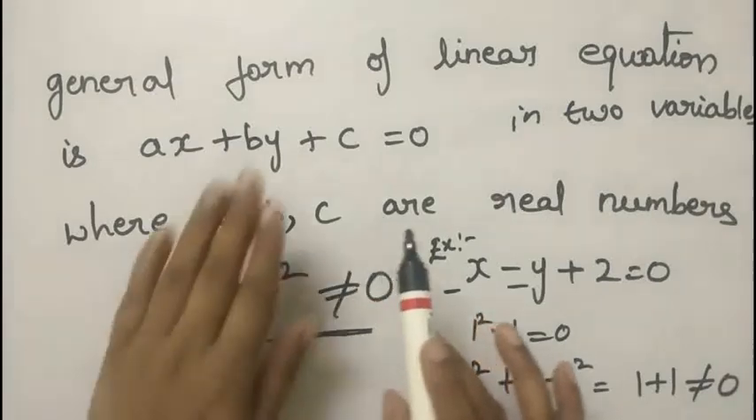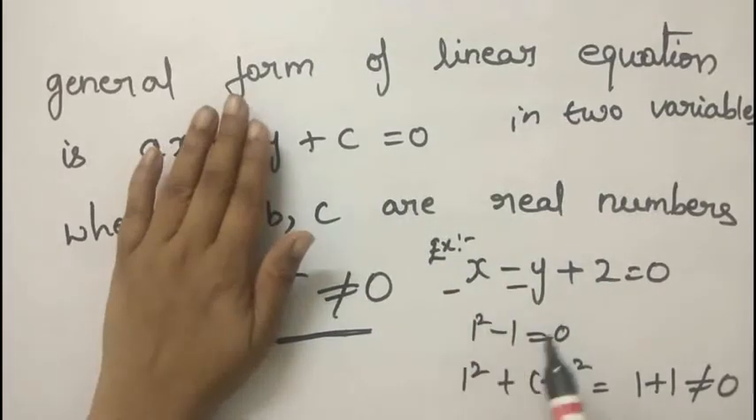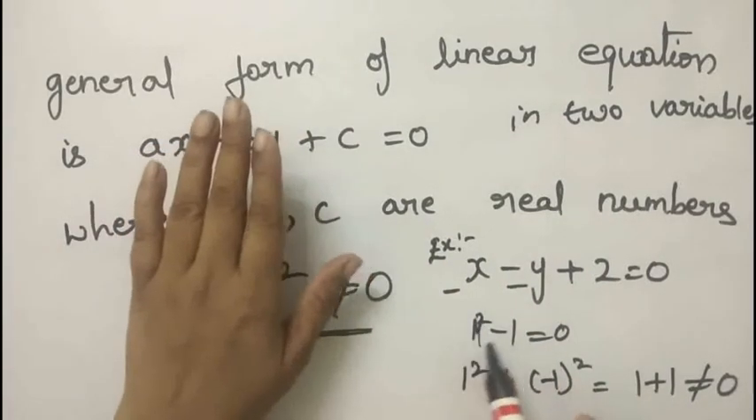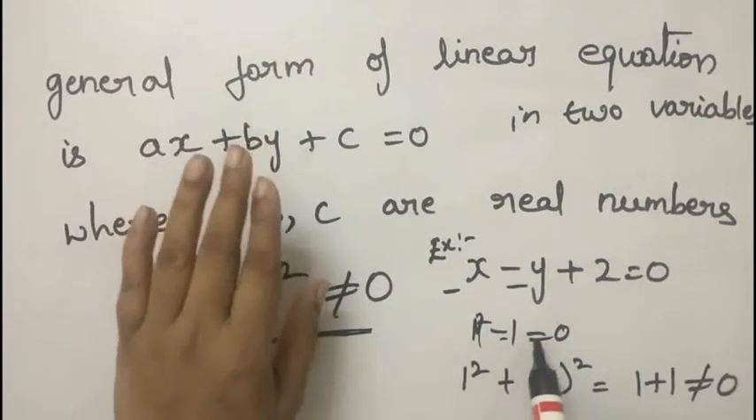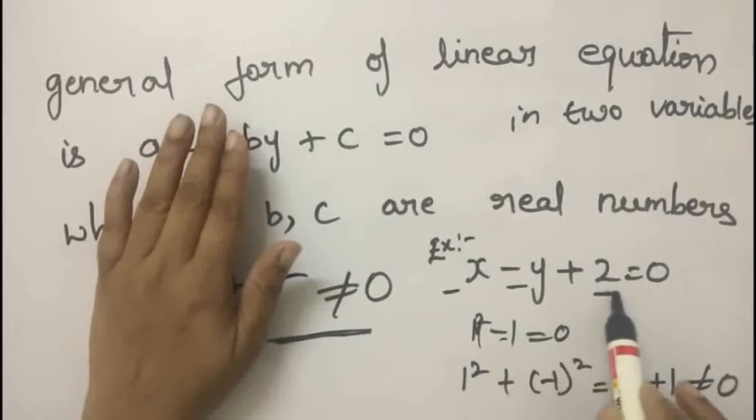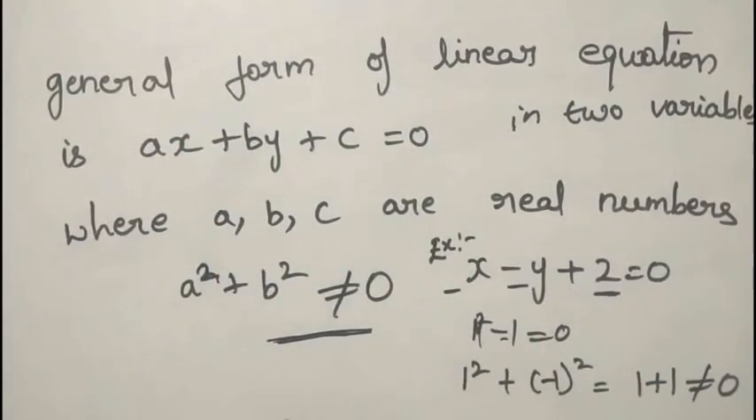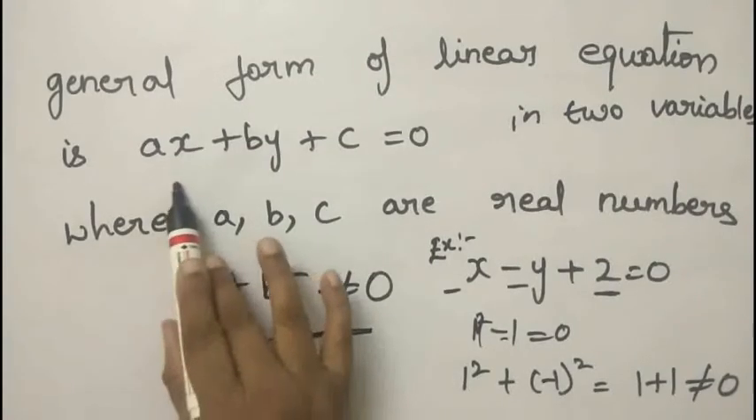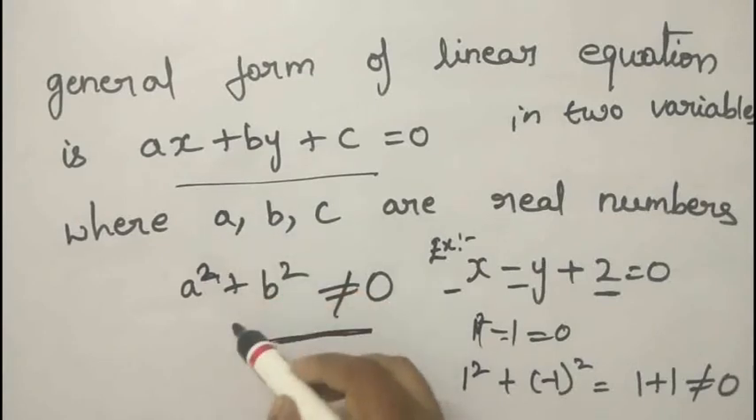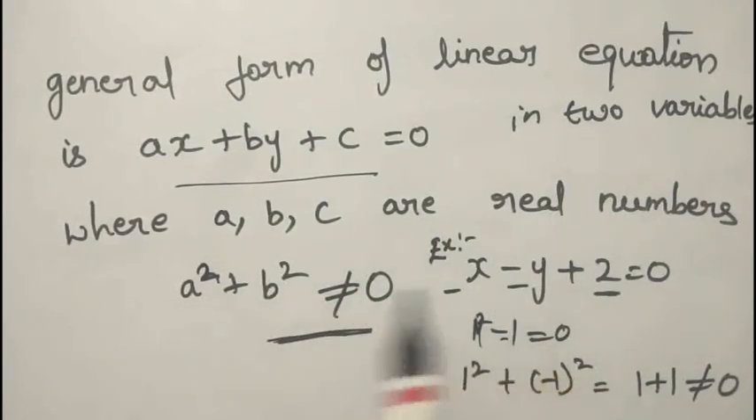If not, this becomes a constant equal to 0. Because if both a and b are 0, then the equation reduces to a constant equal to 0. So this does not become a linear equation in two variables. There is no sense in saying that this is a linear equation in two variables. For that reason, we have given the condition that a square plus b square is not equal to 0.